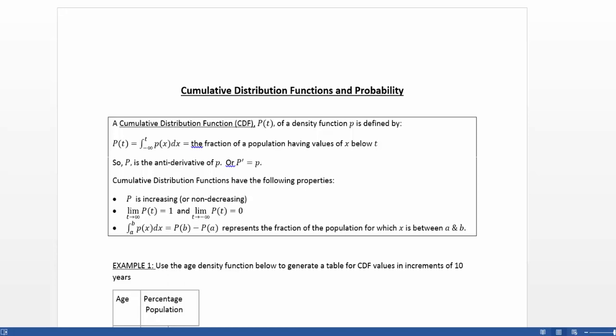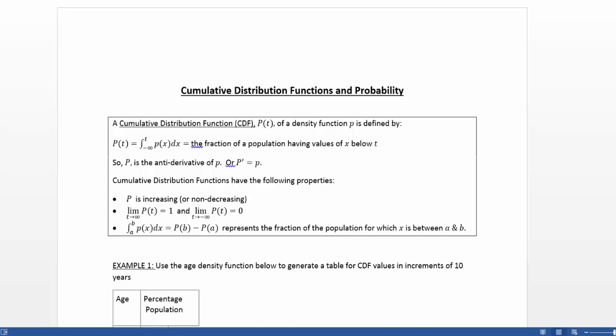Now, some of the properties that a cumulative distribution function has include that the CDF needs to be increasing or non-decreasing. Since we're accumulating area over time, the function should be going up, increasing. Sometimes it levels off because we don't accumulate any area. Therefore, that part is non-decreasing. So it can be constant or it can be increasing, but it can never decrease.